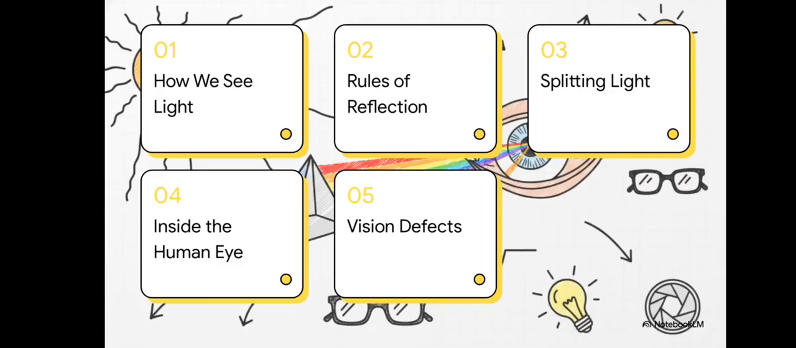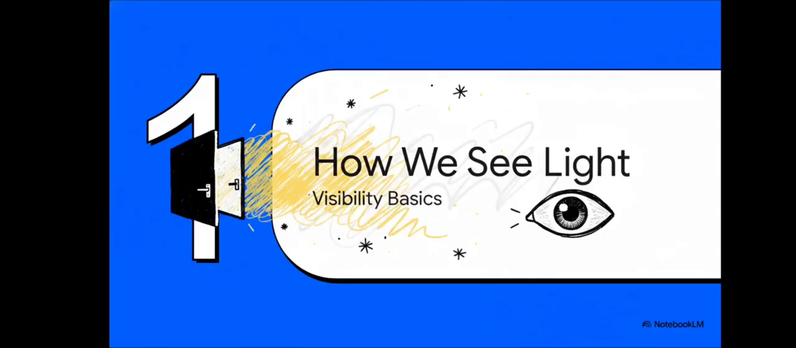To get to the bottom of all this, we'll structure this explainer into 5 quick sections. 1. How we see light. 2. The rules of reflection. 3. Mirrors and splitting light. 4. Inside the human eye. And finally, 5. Vision defects and solutions. Let's kick things off with Section 1, How we see light.